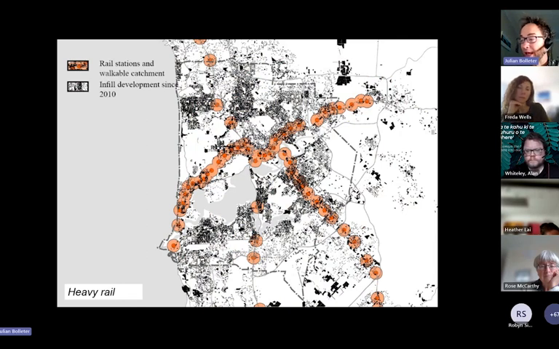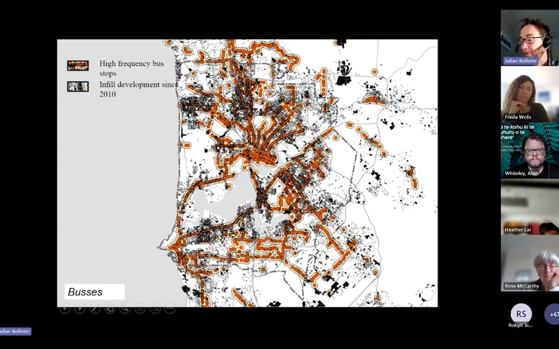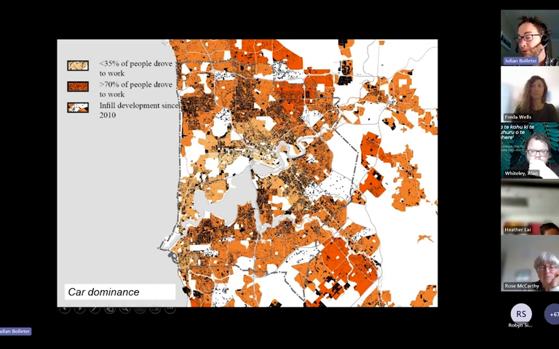We can see heavy rail again. Much of the infill we're doing is not serviced by heavy rail. Sure, it's serviced by buses, but Perth buses are a long-term project. Pack your lunch and bring a book would be my recommendation. And so while some of these areas are well serviced by buses, it's obviously not really getting people out of cars very much. We can see that here in terms of the car dominance. The number of people who drove to work in some of these areas is really high, 50 to 70%. So really this urban form, despite what we've been promised about the compact city, is not delivering the benefits we want.